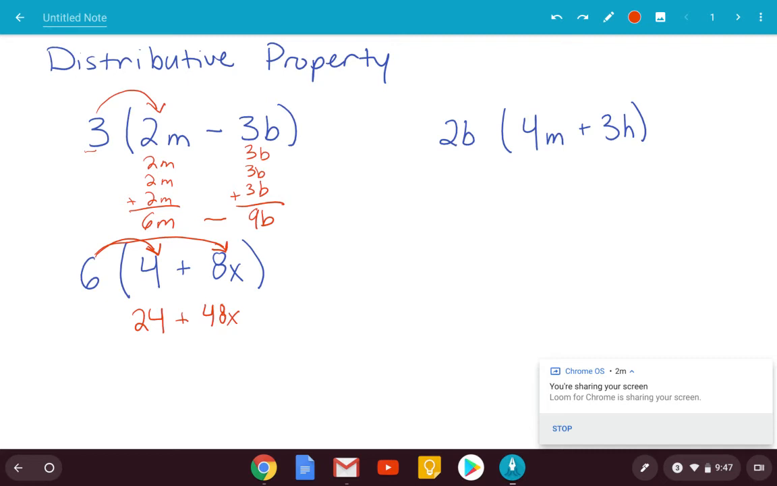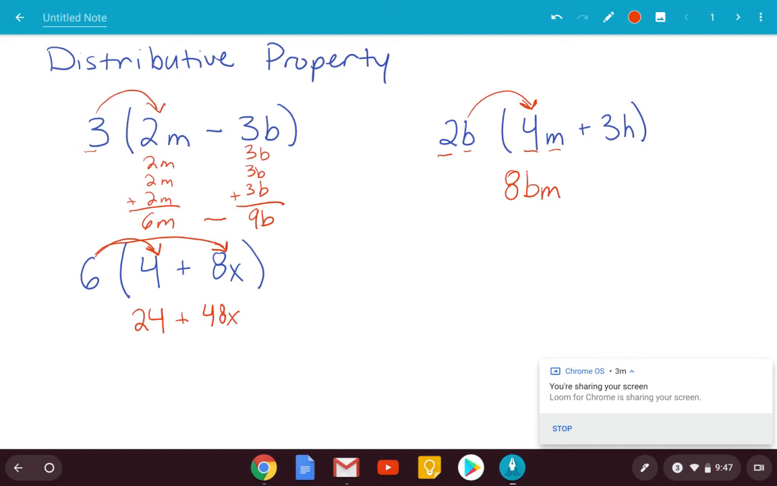2b groups of 4m, or we're just multiplying these together, we can multiply 2 times 4, so that would be 8. We can't multiply b times m because we don't know what they are, but we can write that we are multiplying them times that 8. So 2b times 4m would be 8 times b times m. You could also write 8 times m times b. It doesn't really matter what order.